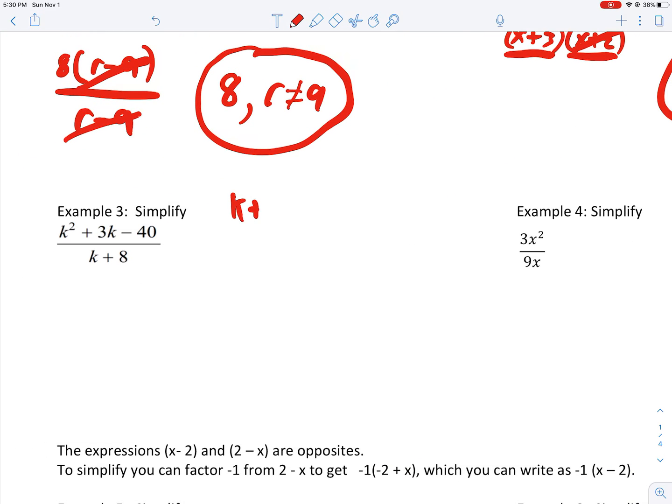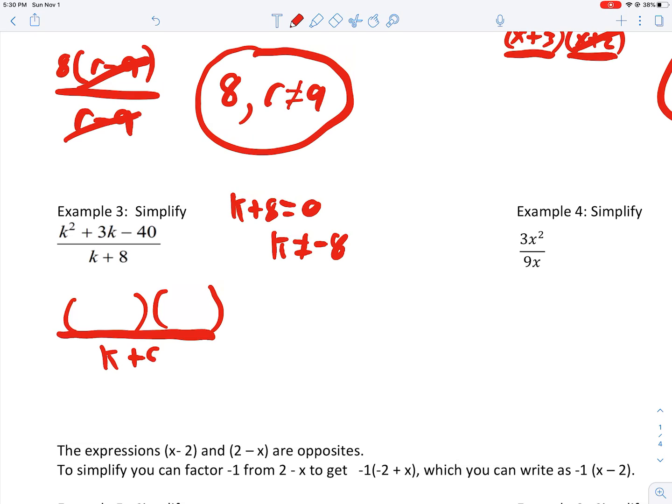Okay, example 3. So we're going to set k plus 8 equal to 0. So k cannot equal negative 8. If it was negative 8, then our fraction would be undefined. So we don't want to have negative 8 in our fraction. Same idea. I'm going to factor the numerator to see if there's any common factors that I can reduce.